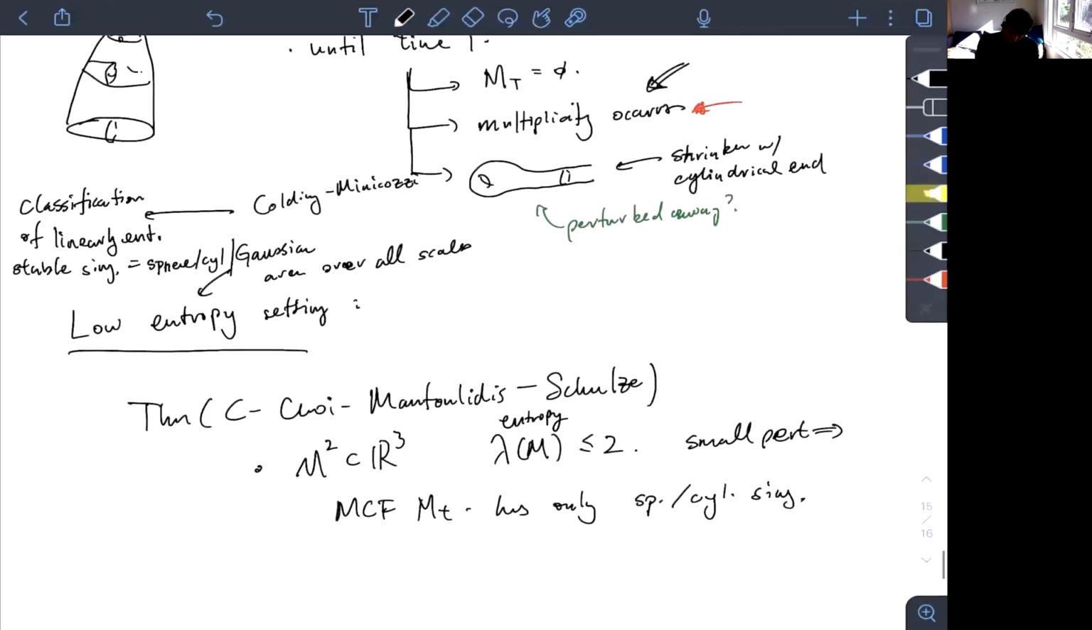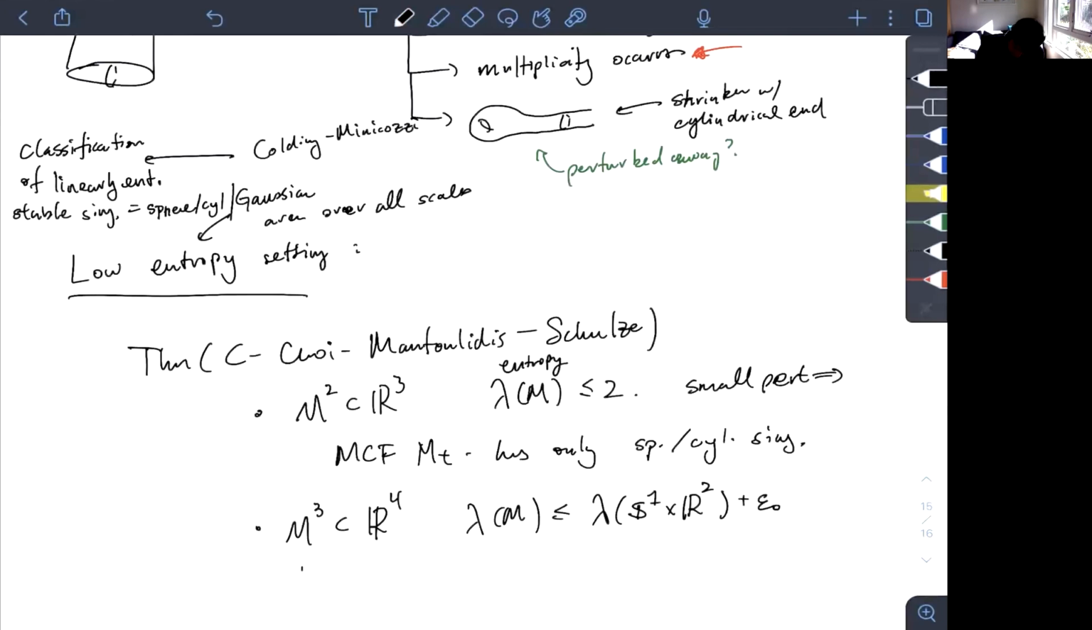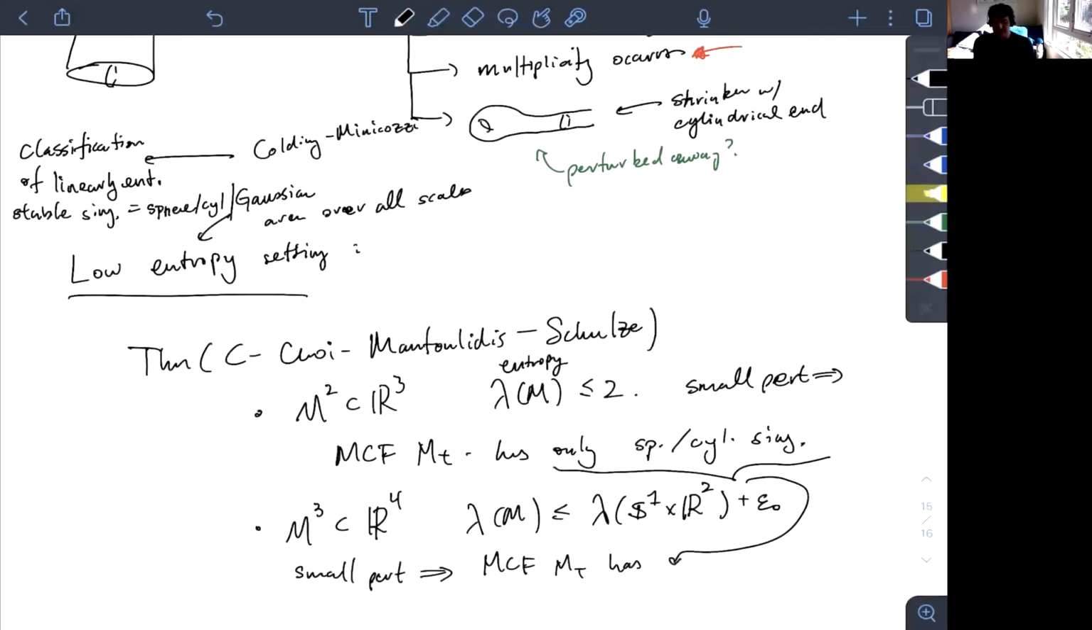Okay. And then similarly in R4, there's some tiny number, epsilon naught, so that if you're below the generalized cylinder, you might call this the bubble sheet, S1 cross R2, plus a little bit. Right? So if you have an embedded 3-manifold in R4 with entropy below this bubble sheet plus a little bit, then you can perturb it slightly, and the mean curvature flow only has spherical and cylindrical singularities.